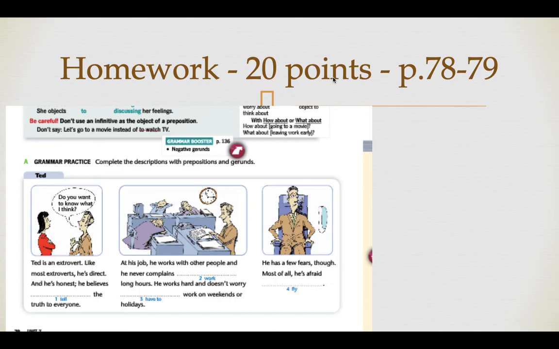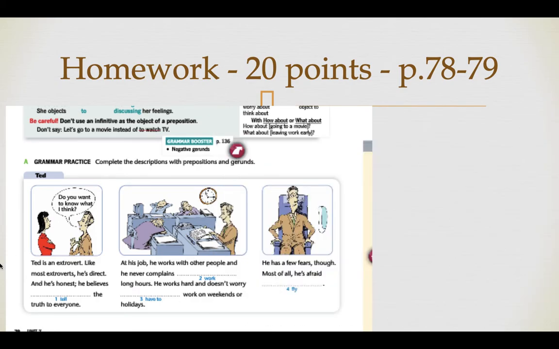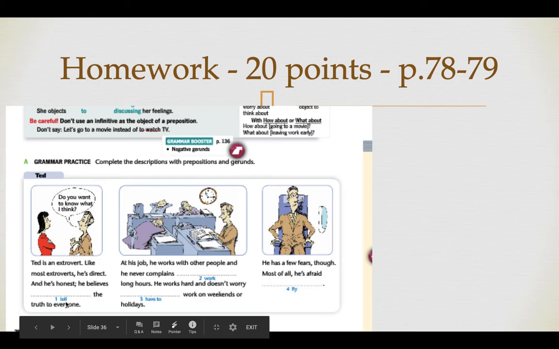Okay, so here's your homework for 20 points. This is on page 78 and page 79, part A. We have two people, Ted and Nicole. Please look at the words down here. Tell, have to, work, fly. Okay, and read the whole sentence, right? He believes what? What's the preposition we should put? He believes about, he believes to.